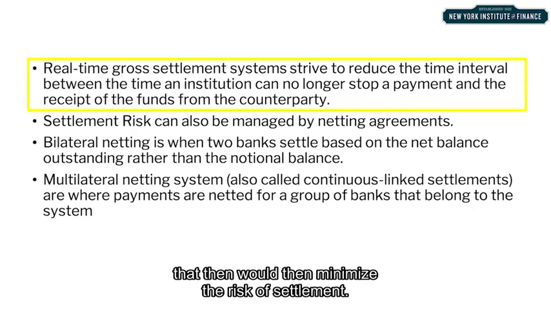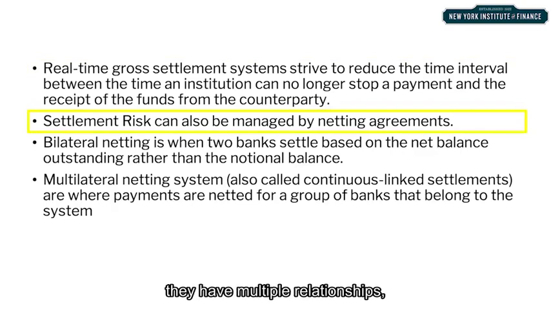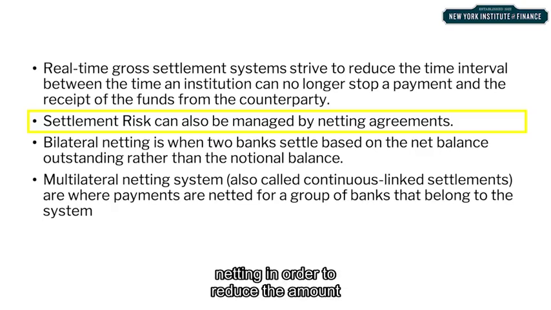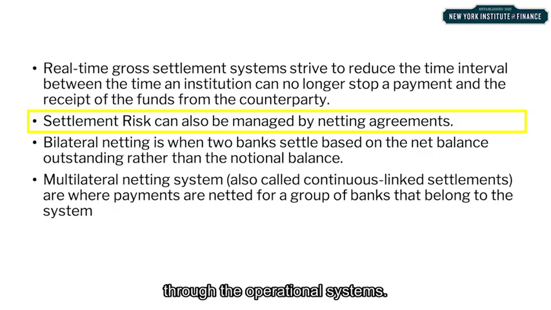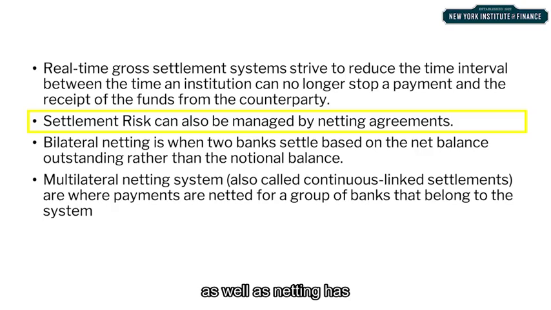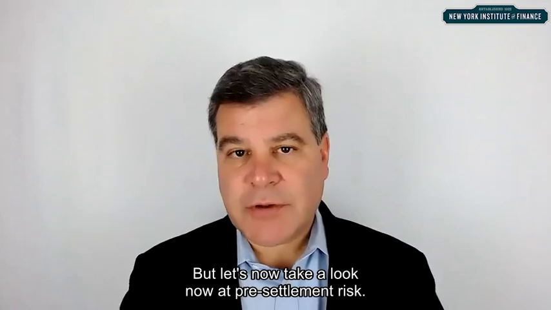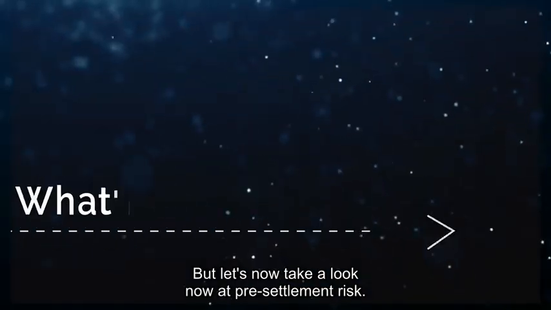That then would minimize the risk of settlement. The other thing that's used are what's called netting agreements. So if you have two institutions, they have multiple relationships. What they'll do is rely on netting in order to reduce the amount of capital that's actually flowing through the operational systems. And a combination of the real-time gross settlement as well as netting has allowed for better management of settlement risk. But let's now take a look at pre-settlement risk.